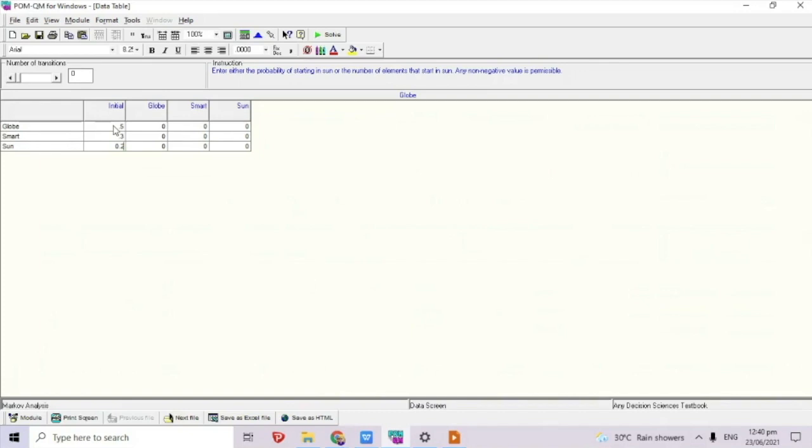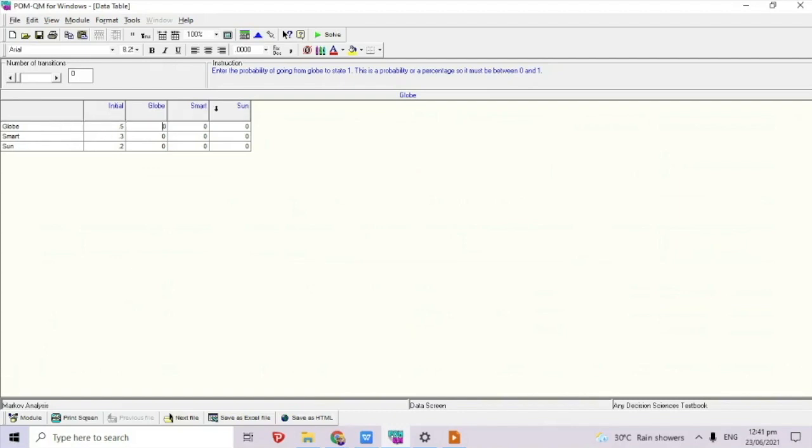Now, as you can see, we have here the number of transitions. You don't need to put anything here because we are looking for infinite transitions. If you want it to be finite, for example 3 months, 4 months, or 8 months, you specify it here. But since we are looking for the state probabilities in the long run, you don't need to put anything here. Okay? Now, for the globe, this is globe to smart, and globe to sun.